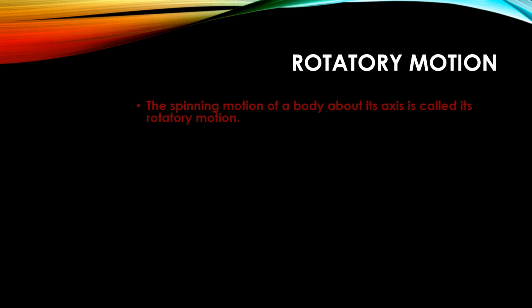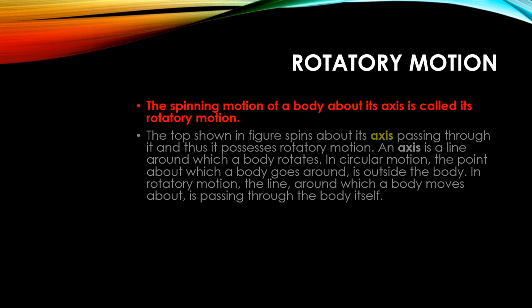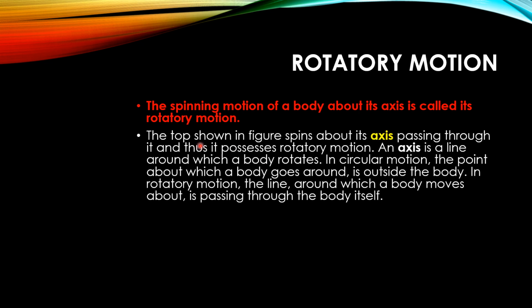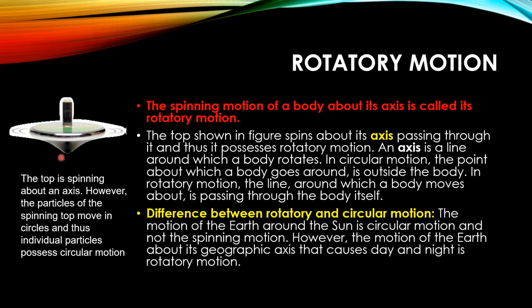Now, rotatory motion. The spinning motion of a body about its axis is called its rotatory motion. For example, the top shown in the figure spins about its axis, passing through it, and thus it possesses rotatory motion. An axis is the line. Here it has this axis. The axis is the line around which the body rotates. For example, a ceiling fan.